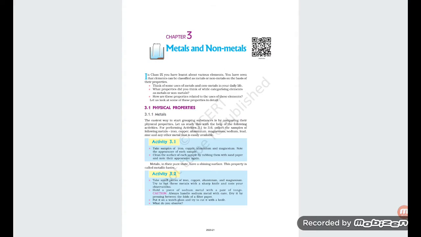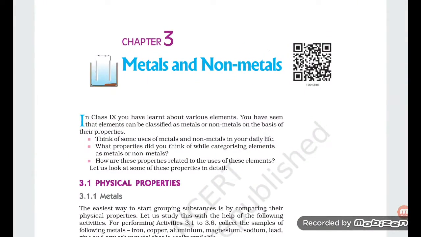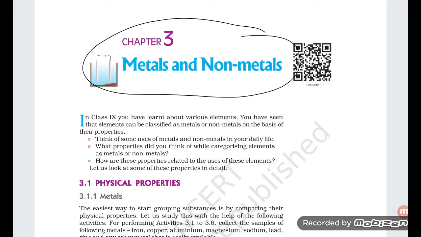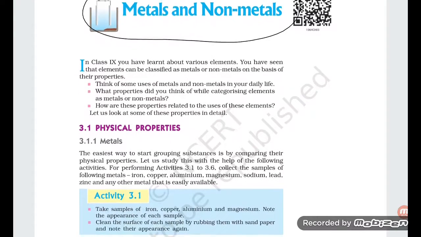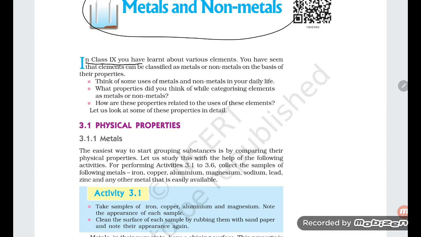Hello students, let's try to understand metals and non-metals of chapter 3, class 10 chemistry. In class 9 you have learned about various elements. You have seen that elements can be classified as metals and non-metals on the basis of their properties.